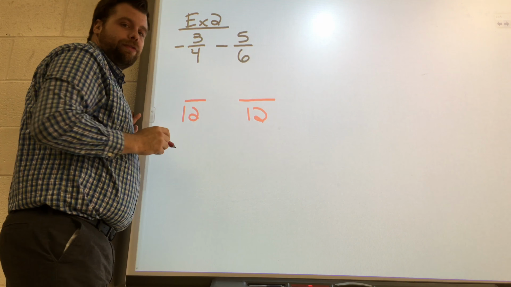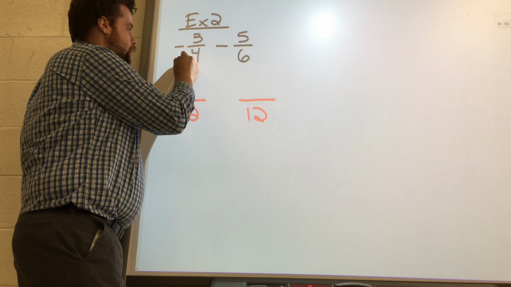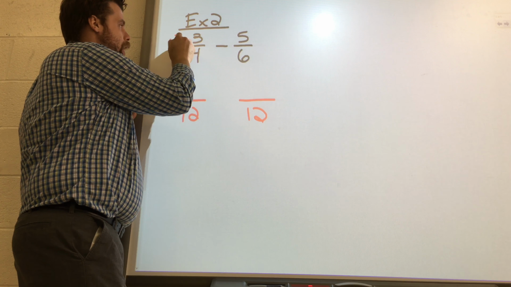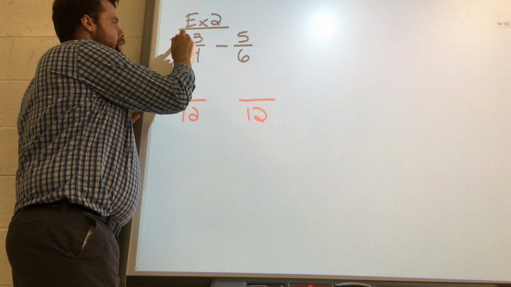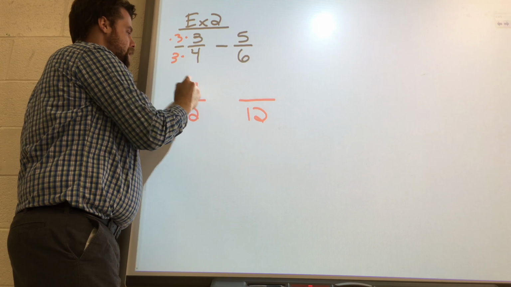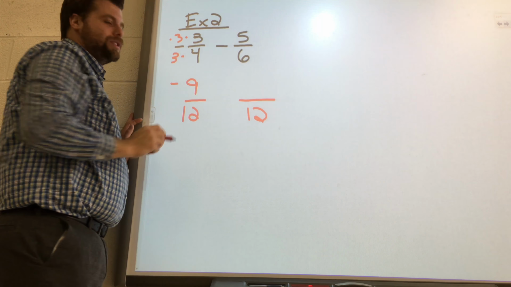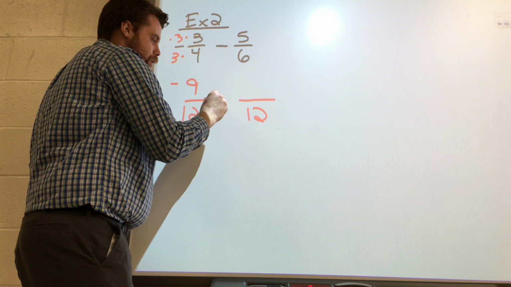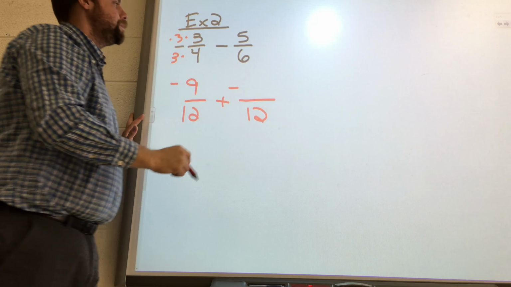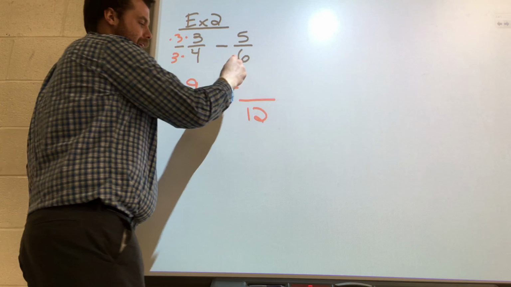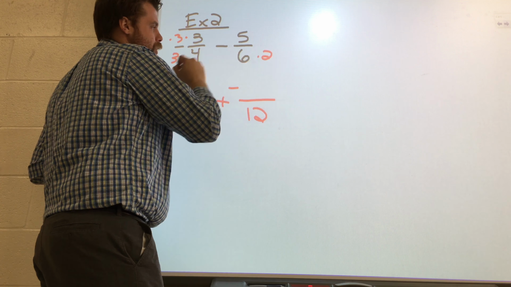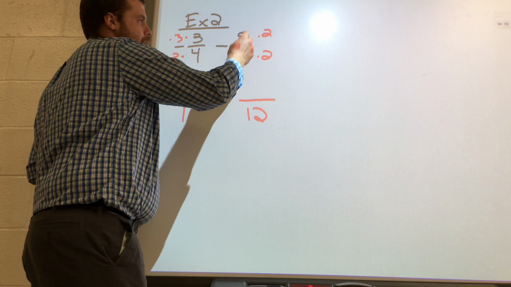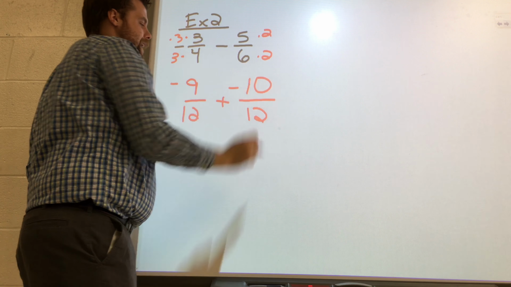Well, I multiply a 4 by a 3 to get 12, so I'll multiply the bottom and the top. 3 times 3 is 9. There's a negative right here. I'm just going to associate the sign with the top. And it's subtraction, so that's plus a minus. To get 12 on the bottom of the second fraction, I multiply by 2, so I have to multiply by 2 on top. 5 times 2 is 10.